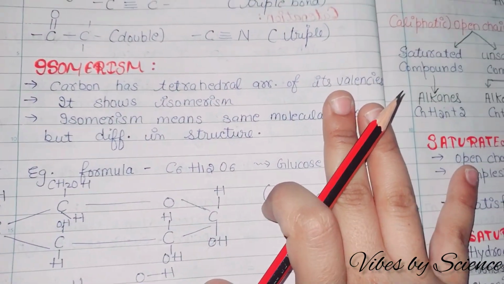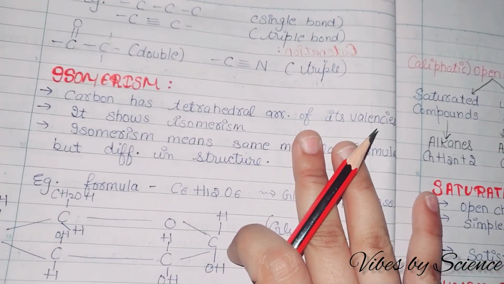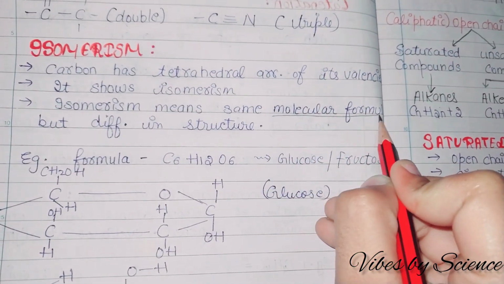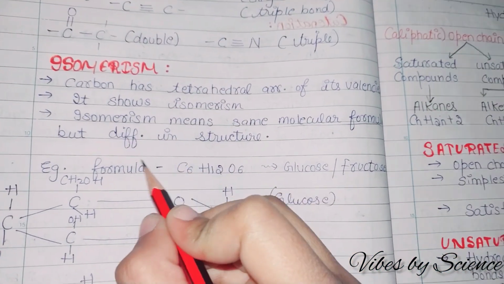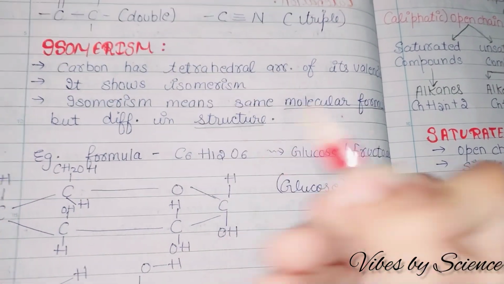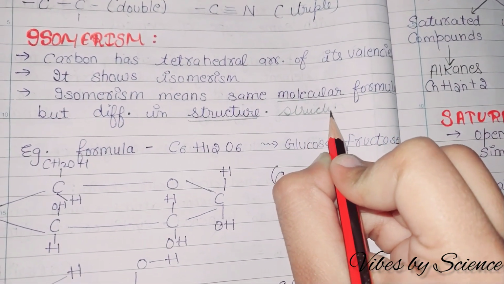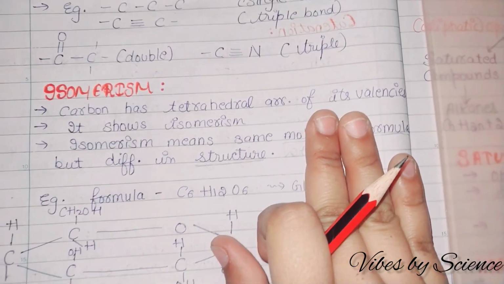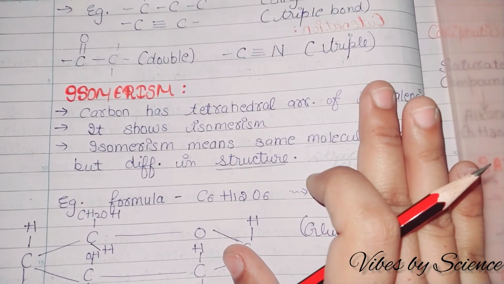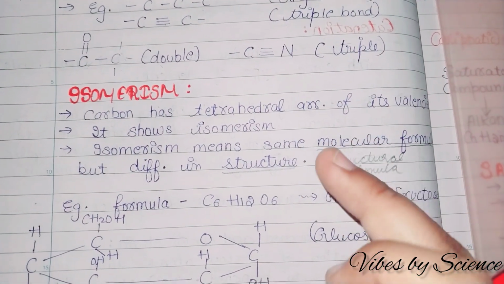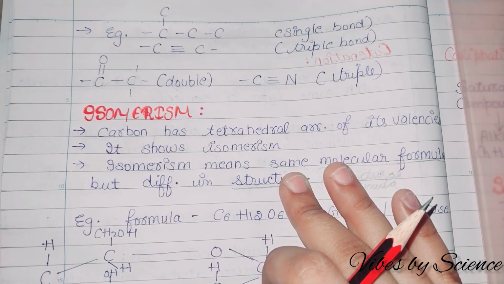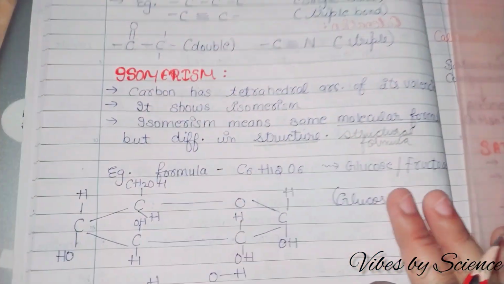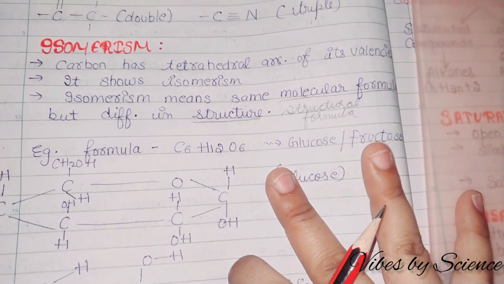What is actually isomerism? See, when a carbon compound has the same molecular formula, but it has a different structural formula, meaning the structural formula is different. So we can say that the phenomenon of a compound to show the same molecular formula but different structural formula is known as isomerism. So we have some examples like glucose and fructose.